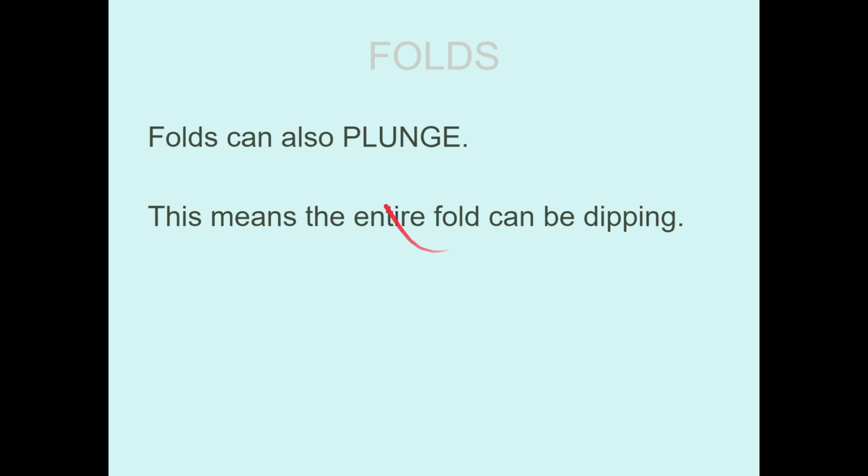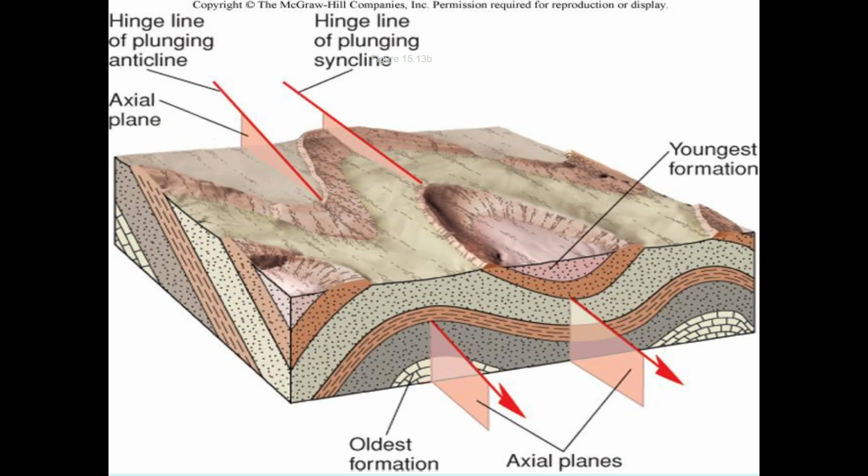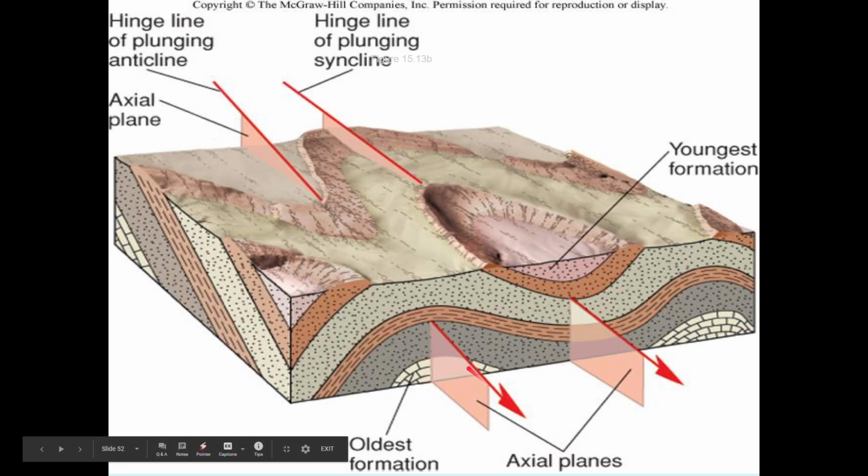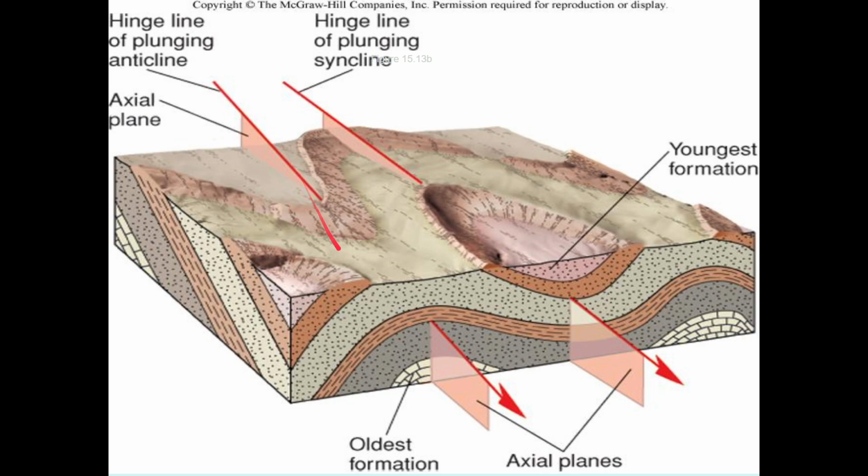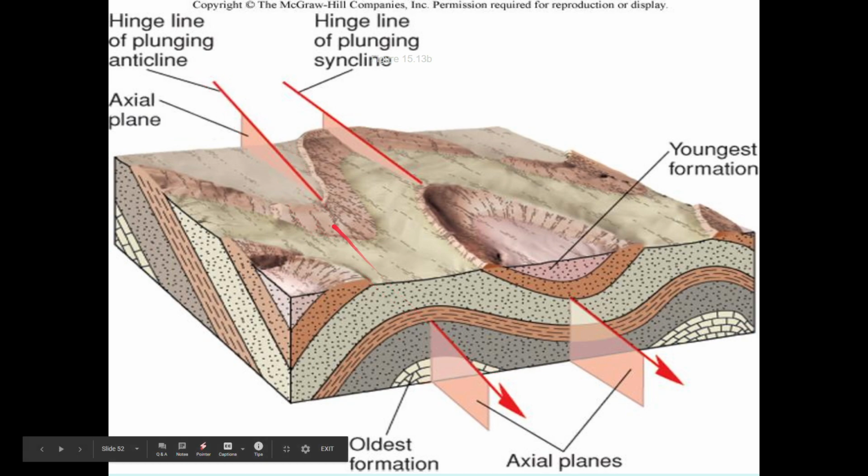All right, it gets even crazier. Folds can also plunge, which basically means the entire fold can also be dipping. I'm not expecting you guys to remember this stuff or try to visualize this stuff later on. I'm just trying to introduce to you how complicated this stuff can get. So here it is. Here are similar folds again, but instead of being really simple and flat lying, the folds themselves are dipping or plunging towards us. See that?